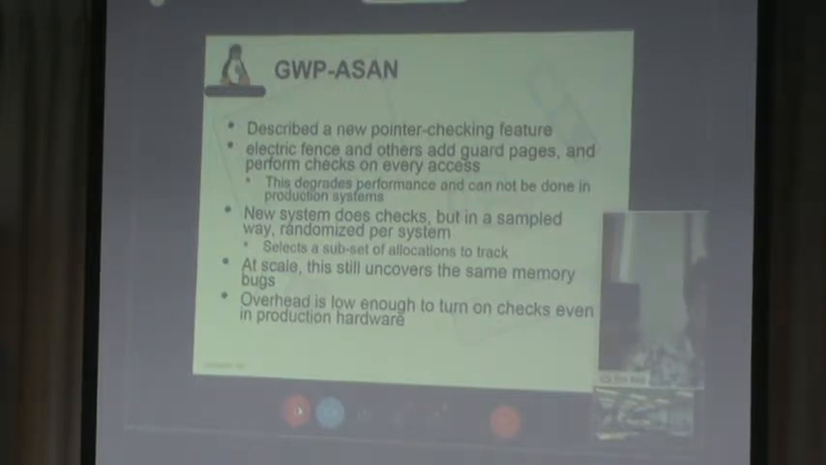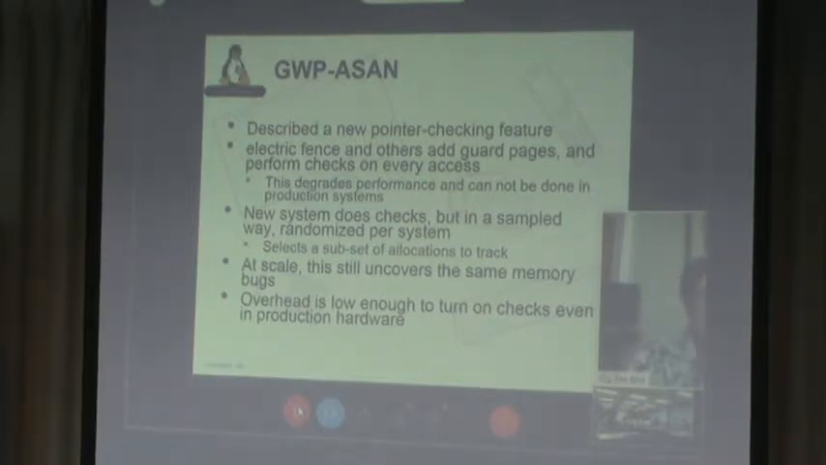So the key idea of this new system is that it does the same types of checks, but rather than doing it on every piece of memory, it does it on some subset of the memory. Something like less than 1%, like 0.1% of the memory gets checked. But if you're Google and you're using Linux at scale, this is eventually going to uncover the same memory bugs. You don't have to look at every memory allocation or put up guard pages and perform checks on every access. You can do it on 0.1% of the accesses and still find the bugs.